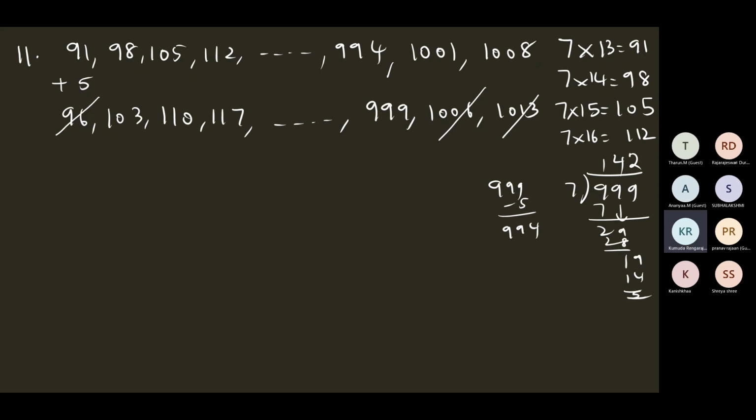This is the sequence. You need to form the sequence of all 3-digit numbers which leave a remainder 5 when divided by 7. So write the multiples of 7. Remainder 5, so add 5 to the multiples of 7, and take the relevant multiples. Take only the 3-digit multiples.